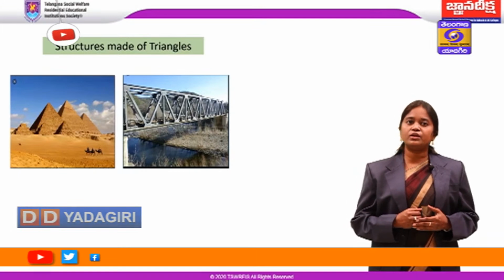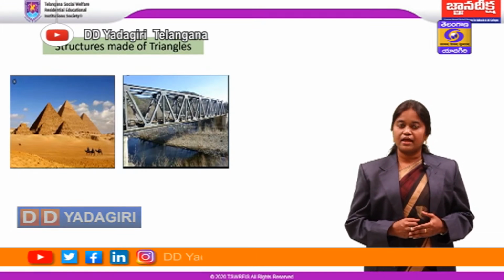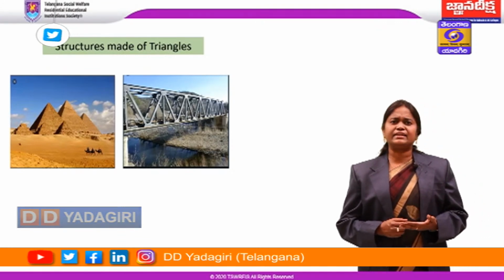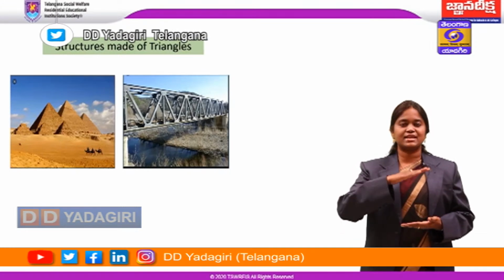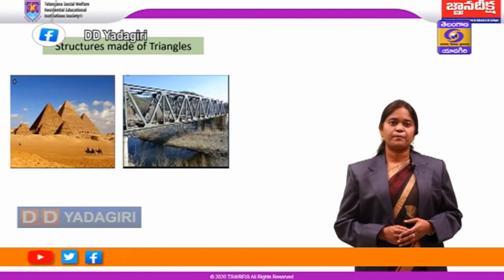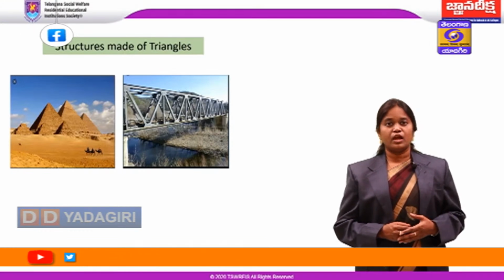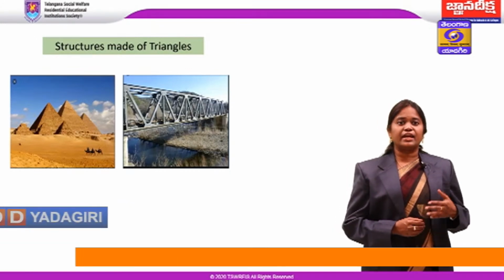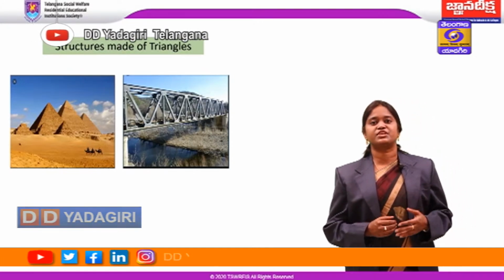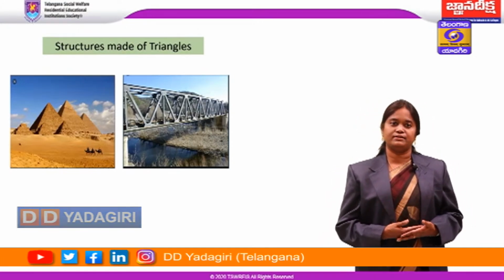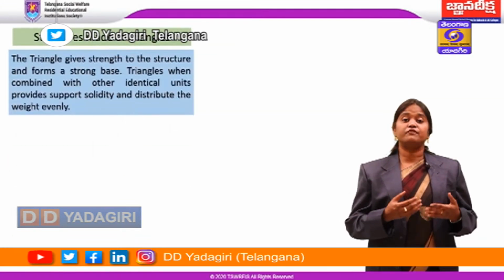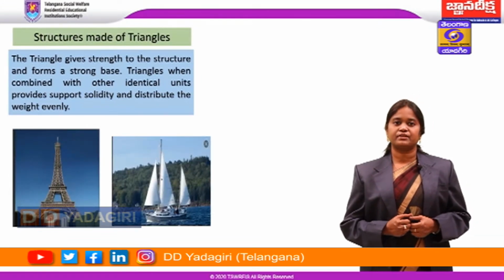The circle cannot hold the weight or force that is put on it. As it does not have any support, it can easily roll when the weight is added on top of it. So, it collapses. Even a square collapses. When force is added on it, it would flatten out. But when triangles are added to these shapes, the base gets support. The triangle gives strength to the structure and forms a strong base.